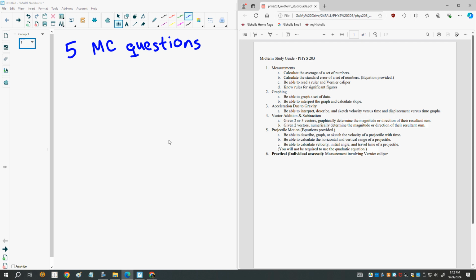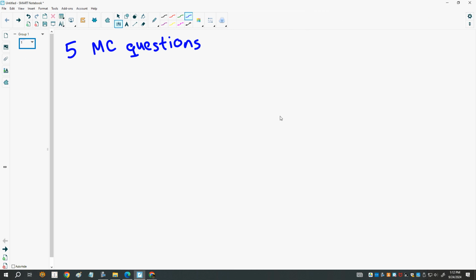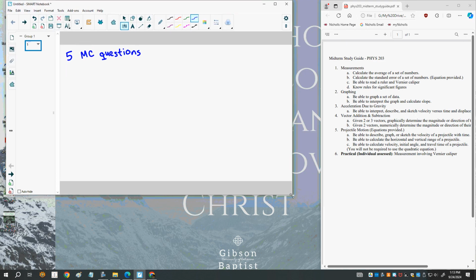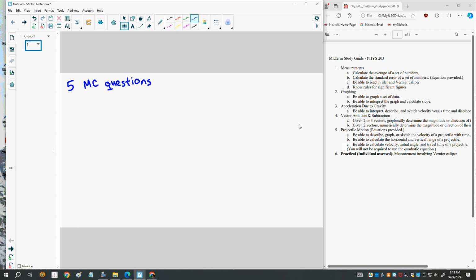So let's put this off to the side. There we go. So with the measurements, you're going to have to calculate the average of a set of numbers, calculate the standard error of a set of numbers. So be able to do that. I will provide all equations. I know y'all know how to find the average. You might not know the equation for standard error, but I will provide you that equation, and I'll give you a set of numbers, and you have to calculate the average and the standard error. Of course, in that process, you'll also have to calculate the deviation.